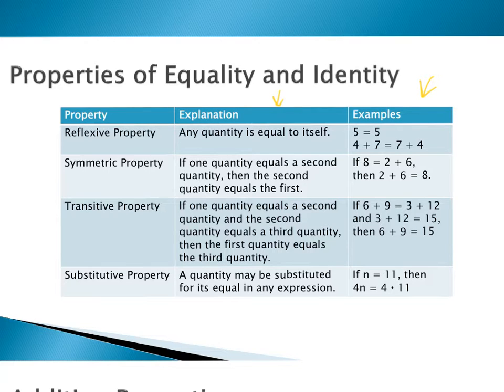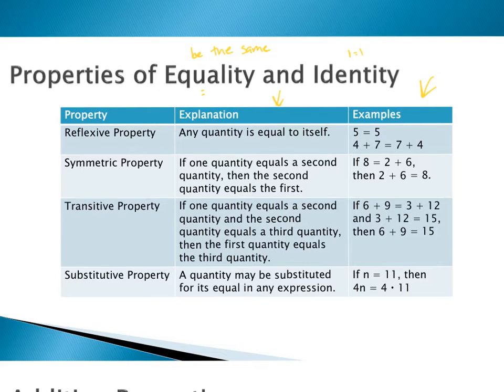Now, properties of equality and identity. Equality means that things are going to be the same. Identity, so this is going to be equal signs. So one thing is the same as another thing. Identity is a very, very similar word. That's like 1 is equal to 1. Okay, so it's going to say not only is it equal in value, but it is the exact same thing.